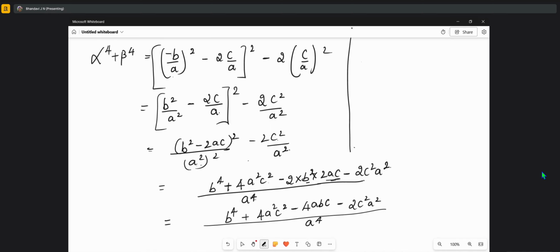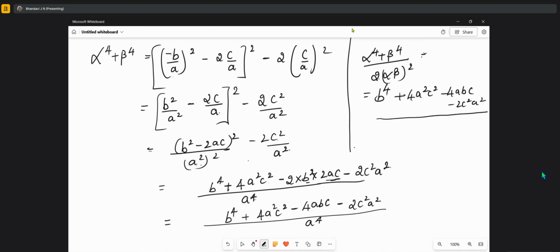Then what we have is alpha to the power of 4 plus beta to the power of 4 by 2 into alpha beta. So this is equal to b to the power of 4 plus 4a square c square minus 4abc minus 2c square a square divided by 2 into alpha into beta, which is c by a whole square. Or we can subtract that. 4a square c square minus 2c square a square, we can subtract.